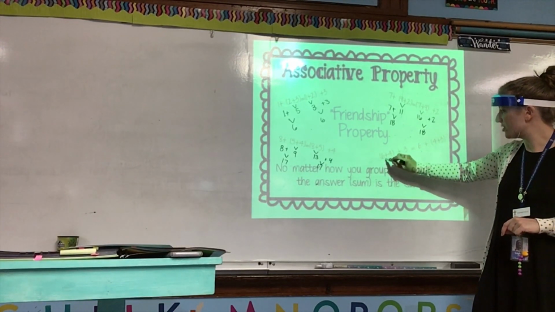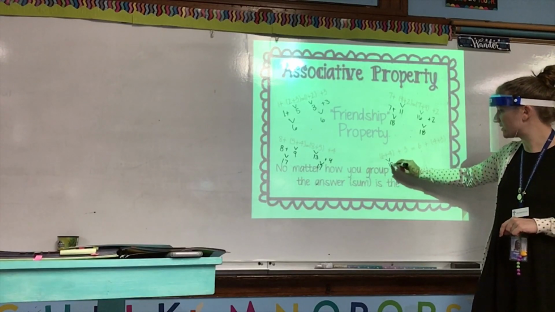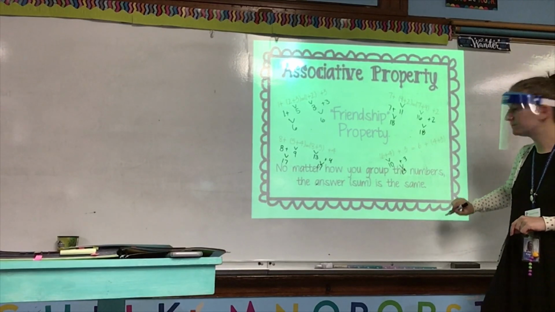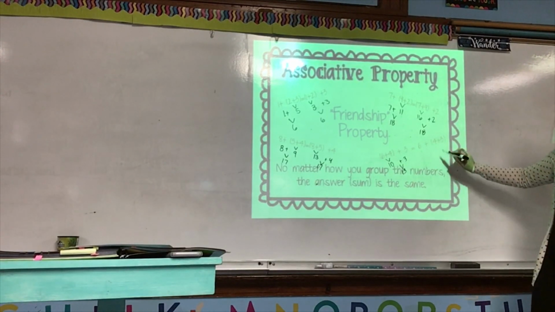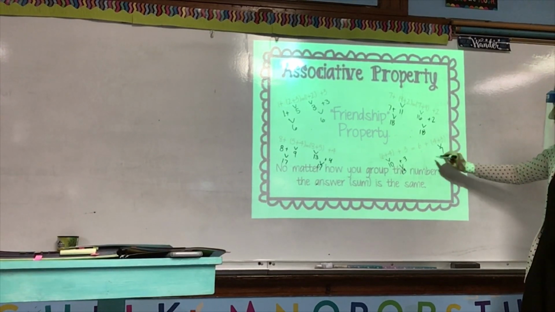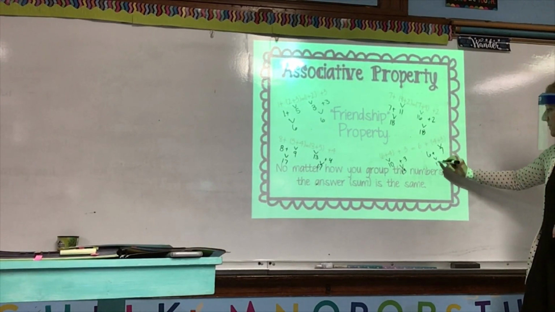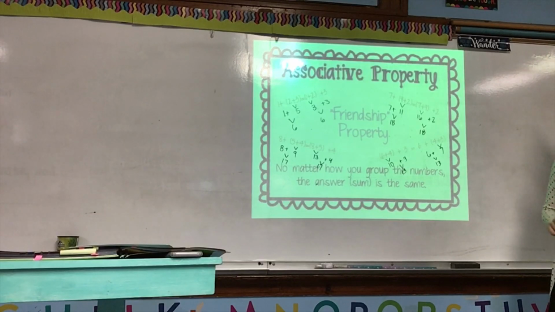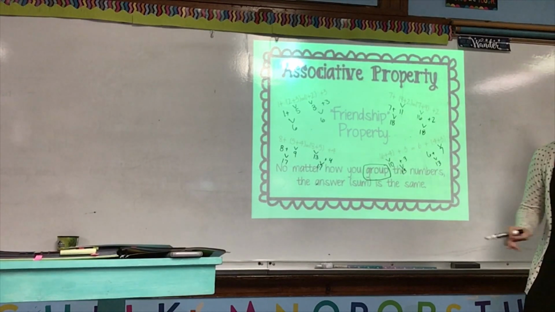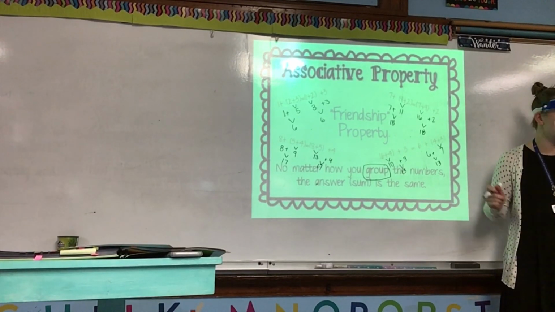In the last set, we have the numbers 6, 4, and 3 on both sides. In the first equation, we have 6 plus 4 in a group. 6 plus 4 is 10. Plus 3 is 13. In the second equation, we have 4 plus 3 in a group, which is 7. 6 plus 7 is 13. So we see, no matter how you group the numbers, the answer is the same.